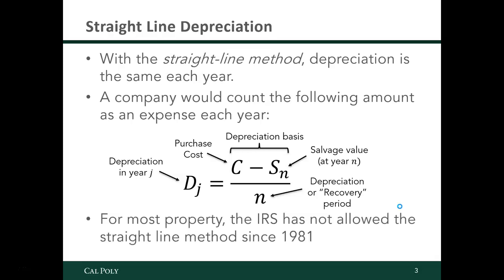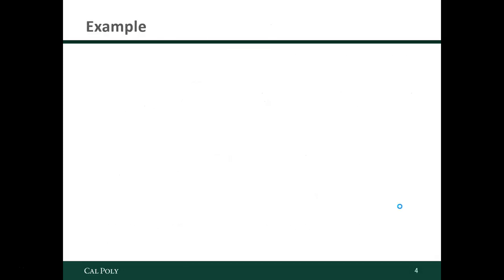For most property, the IRS hasn't allowed the straight line method since 1981. Other methods have been used, but it is still used for intangible property. Stuff like patents can be depreciated using the straight line method. But the FE exam tests on it, so we're going to learn how to do these sorts of problems.